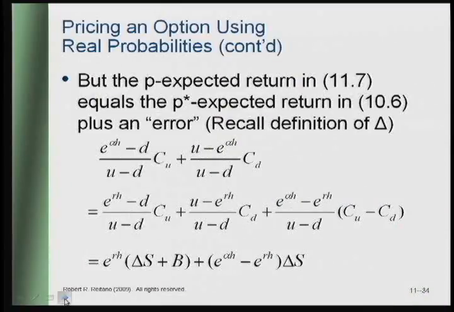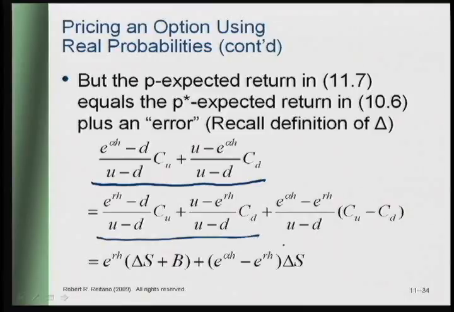The final step is to note that we can write the real-world expected payoff as the risk-neutral expected payoff plus an extra term. This risk-neutral expected payoff now becomes this by the prior slide, and then I recall the formula for delta. It's Cu minus Cd over U minus D.